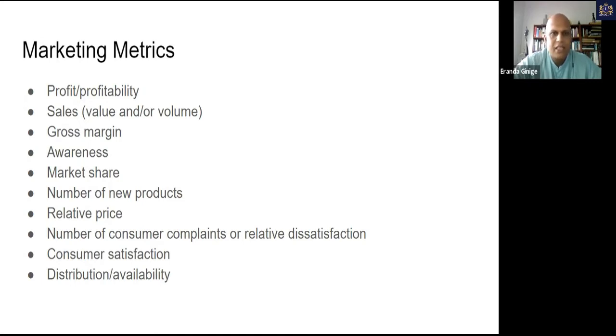Another metric is market share. We talked about market share yesterday. Market share is basically what percentage of the market you, as a competitor, have. How you measure that is you divide your sales value, your total annual sales value for example, by the industry's total sales value.